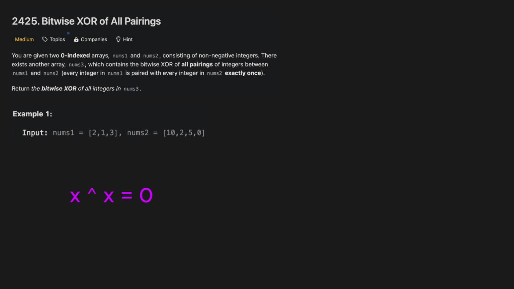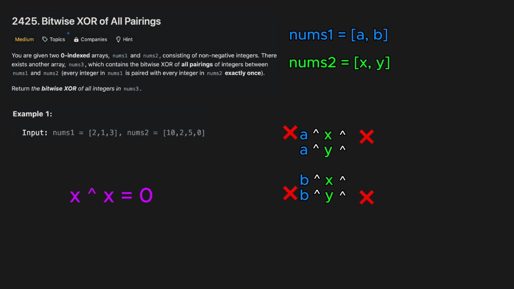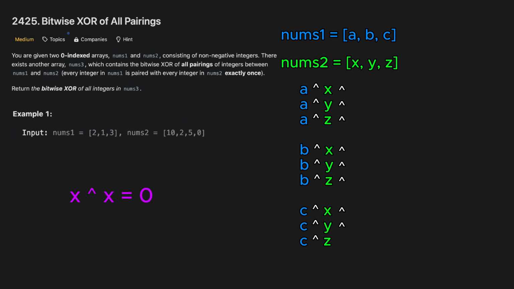So continuing with our cases, if both the arrays are of even length, for example, nums1 has 2 elements a and b and nums2 has 2 elements x and y, then the elements from both of them will occur an even number of times, cancelling each other out, and our result will be 0. And if both the arrays have odd length, then all the elements from both nums1 and nums2 will remain in the final result. For example, if nums1 is a, b, c and nums2 is x, y, z, then our answer will be the bitwise XOR between the elements of nums1 and nums2.